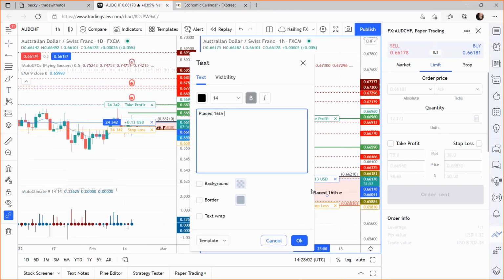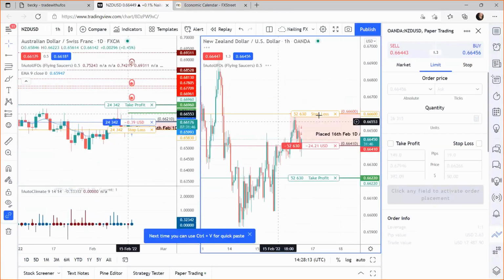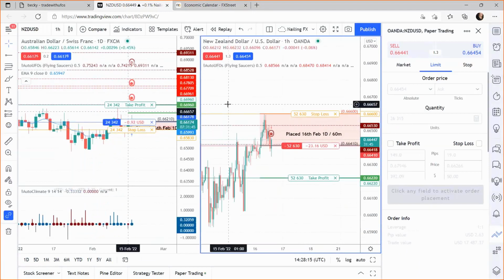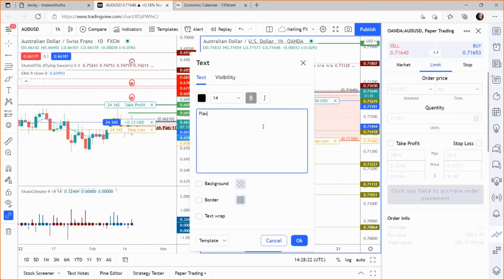So placed 16th Feb, we used 1 day, 1 hour. Just realized I don't think I did that on my New Zealand dollar trade. I did, that's fine. Did I do it on the Aussie dollar trade? I did not. Let me put a little note there for myself. So placed 16th Feb, 1 day. I believe this one was a 4 hour, but I'm just going to say check that.